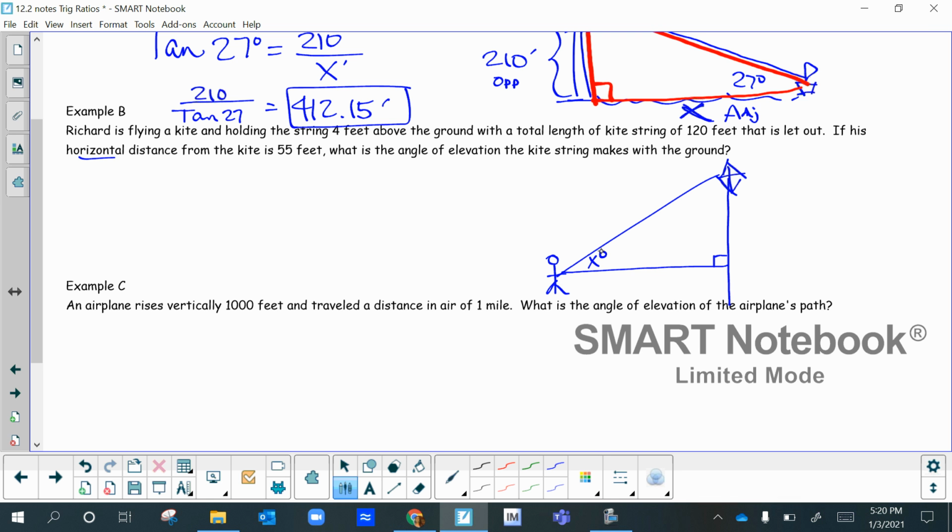So we're looking for this right here, okay? The kite string, he says, is holding us 4 feet above the ground. So that's 4. I don't know if that really has an effect on this, but let's just see. A horizontal distance is 55 feet. Okay. What is the angle of elevation of the kite?